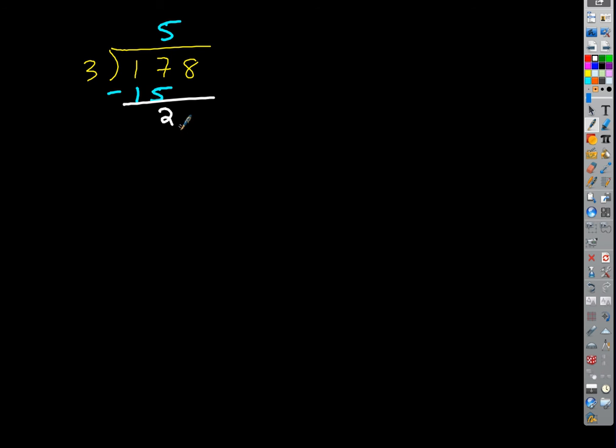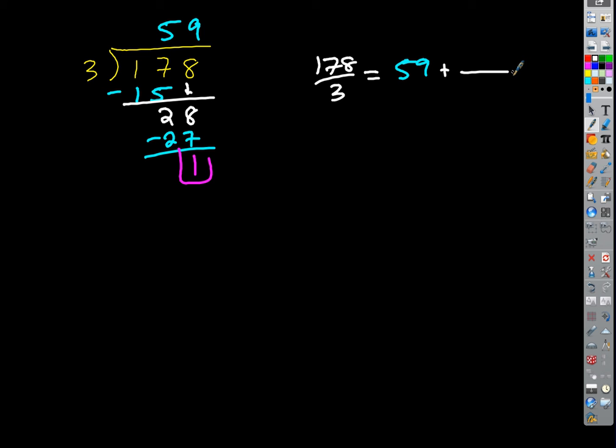Now what? Drop the 8. 3 goes into 28 9 times. 9 times 3 is 27, and what do I get? 1, and that's my remainder, isn't it? So the answer is 178 over 3 equals 59 plus what? 1 over 3. Okay, that's it.